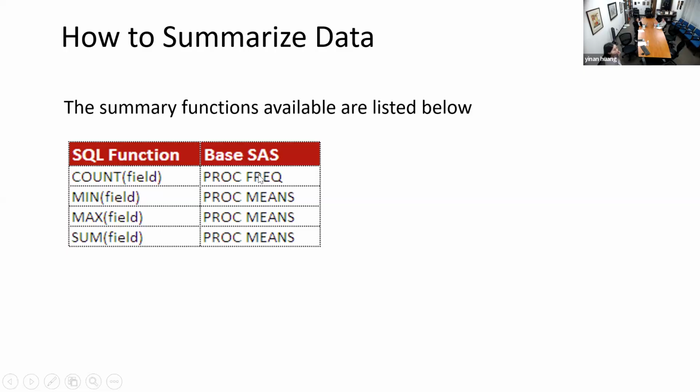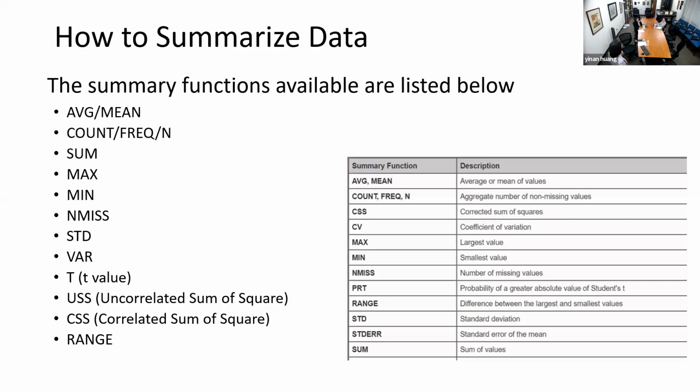Like we mentioned, in PROC SQL the count, minimum, maximum, and sum are very, very commonly used summary functions. This can be translated into base SAS, PROC MEANS. We will talk about that next Monday. And there is a list of summary functions. I want us all to be familiar with the average and count, and SUM is the summation. MAX and MIN are the largest value and the smallest value. And we have STD, the standard deviation.